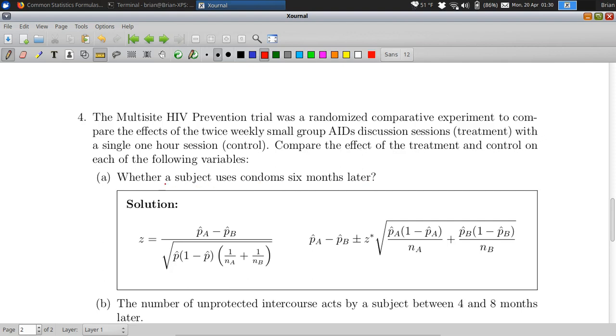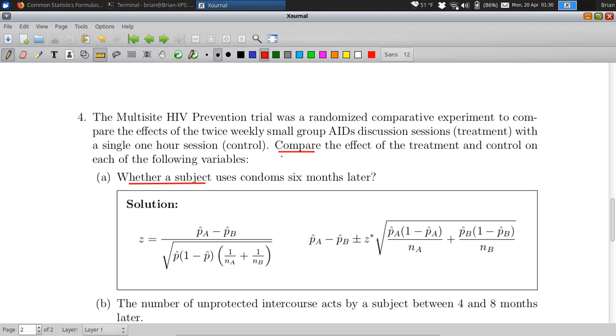Well, whether somebody does something or not, that's categorical. It's not a number, it's a yes or no. Because it's categorical, we're going to get a percentage, right? Some of the subjects will, some of the subjects won't. Success, failure, that's a proportion situation. So we're working with proportions, and all they ask us to do is to compare the effect of the treatment and the control. So there's two groups. So we're doing proportions with two groups, but it's not really clear what they mean by compare.